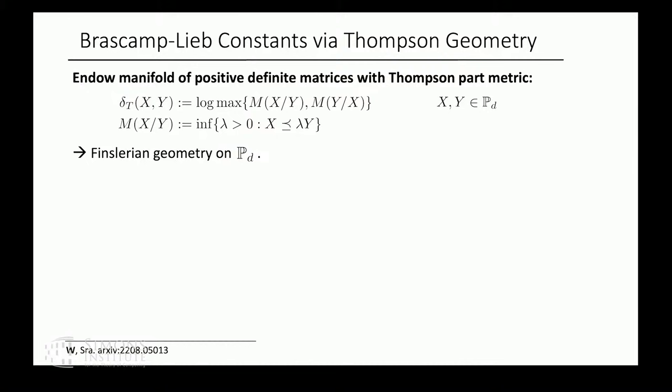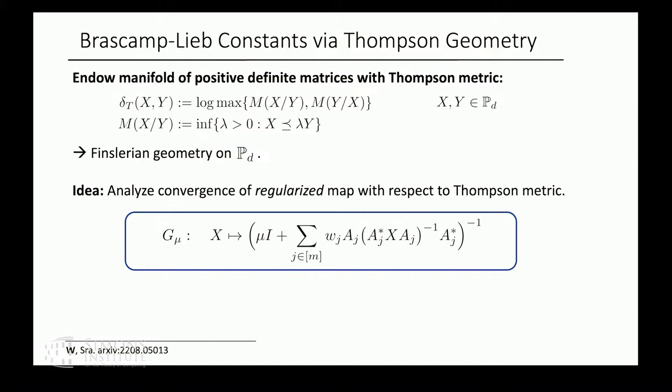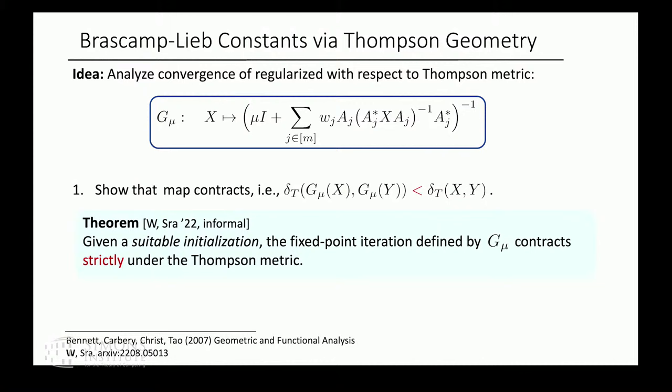A second key ingredient is regularization. So we're not solving directly the objective function that you saw earlier, but we add a regularizer to that and then rederive the fixed point iteration. And this is the map that we get. And those two ingredients are crucial to give a linear convergence analysis. Namely, we can show that this regularized iterative map contracts strictly under the Thompson metric. This is something that we could not show with the previous method that was not regularized, and we were also not able to show this in the Riemannian setting, but with the regularized map and the Finsler geometry, the setting that endows the positive definite matrices with the Thompson metric, we were able to show a strict contraction.